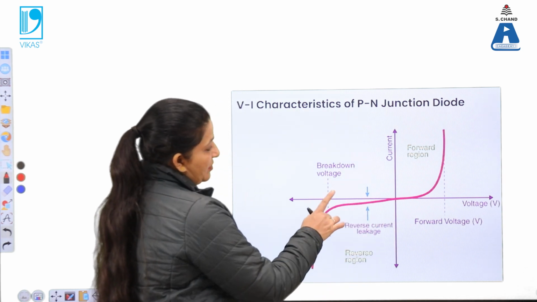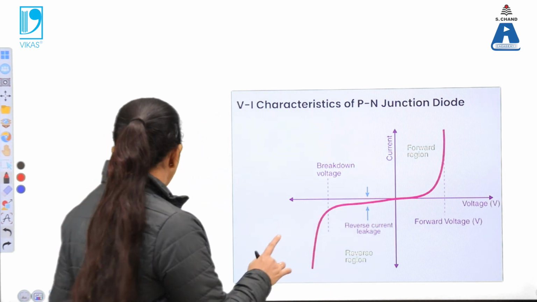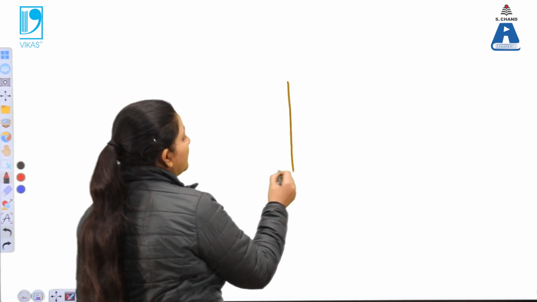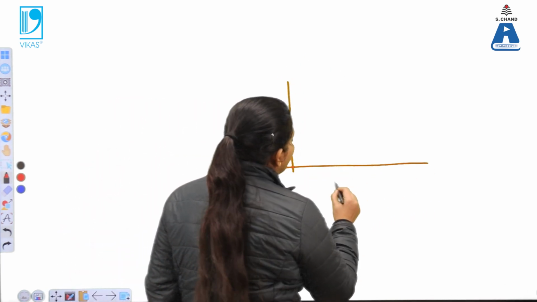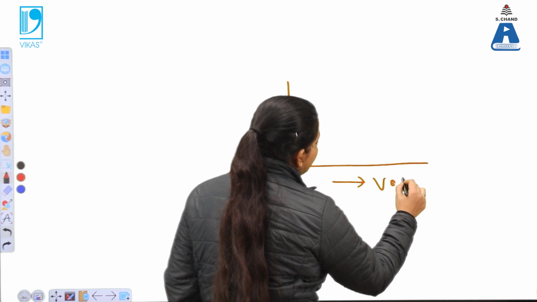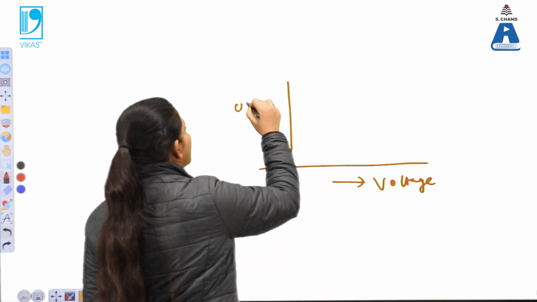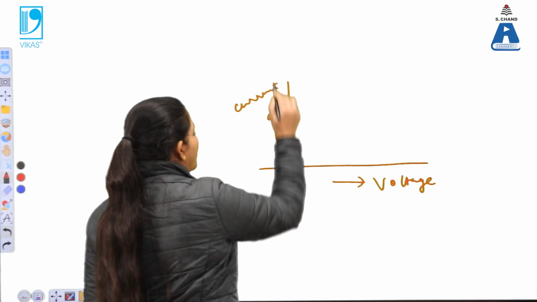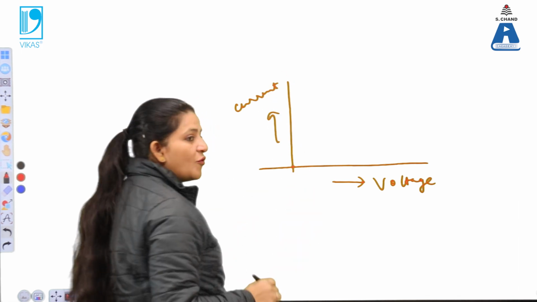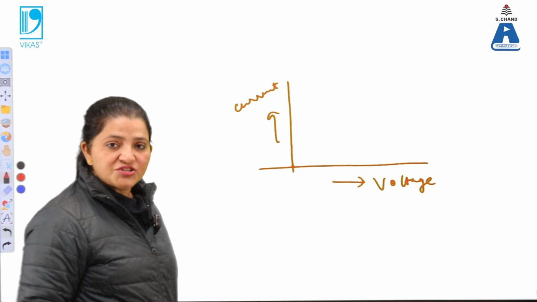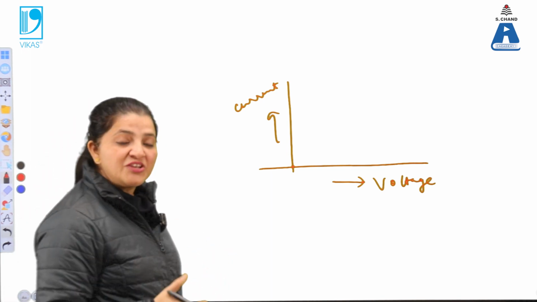Now I will explain one by one. What will happen in forward biasing? Forward biasing means we are increasing the voltage in the positive direction, and what will happen to the current? In the starting, when there is no voltage, there is no flow of charge carriers due to the presence of the depletion region.